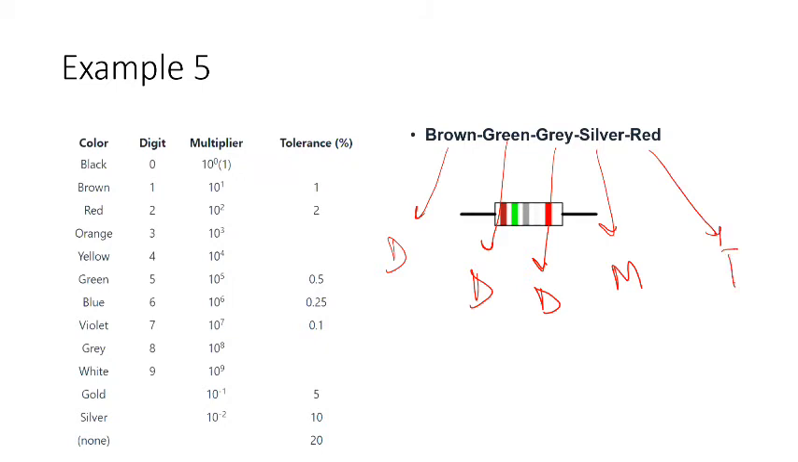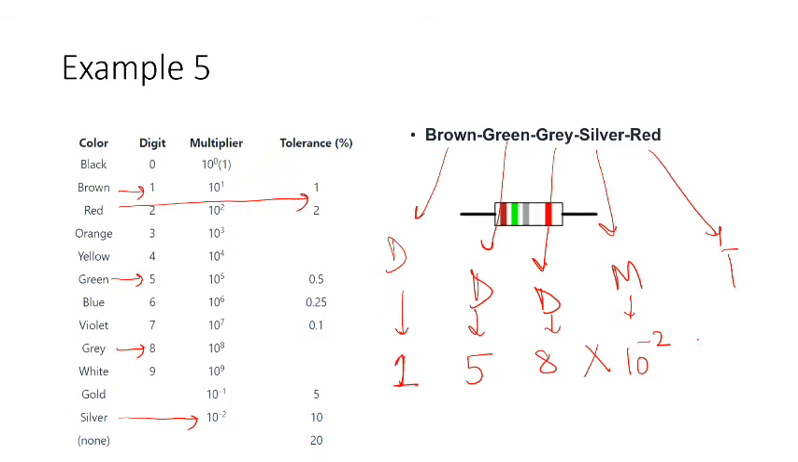Let us check what is the digit corresponding to brown. Digit corresponding to brown is 1. Digit corresponding to green is 5. Digit corresponding to gray is 8. Multiplier corresponding to silver is 10 to the power minus 2. And the tolerance corresponding to a red band is plus minus 2%.